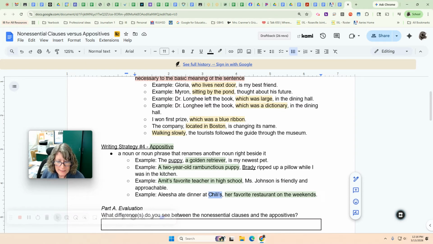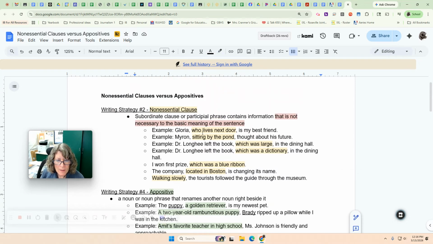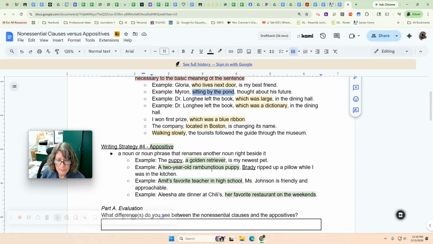And so Chili's is the name of the restaurant. It's a noun, and it's right next to a whole phrase that describes it, right? All the kind of restaurant that she likes, okay? So up here, you'll notice who lives next door, that's not a noun next to another noun. Or sitting by the pond, that's not another way to talk about Myron. If it was an appositive, it would say Myron, an elderly man, right? So there's a clear difference because these have to be nouns when we're talking about appositives.